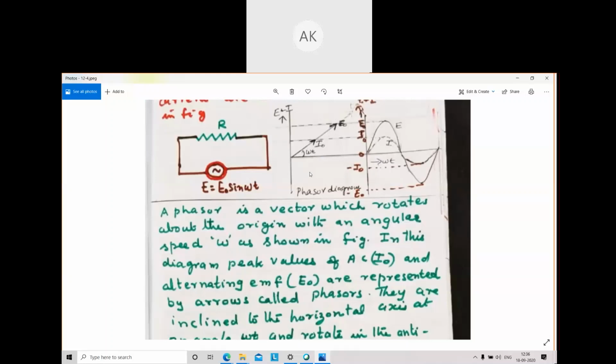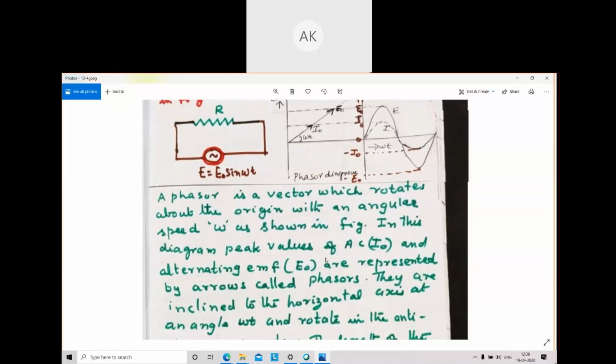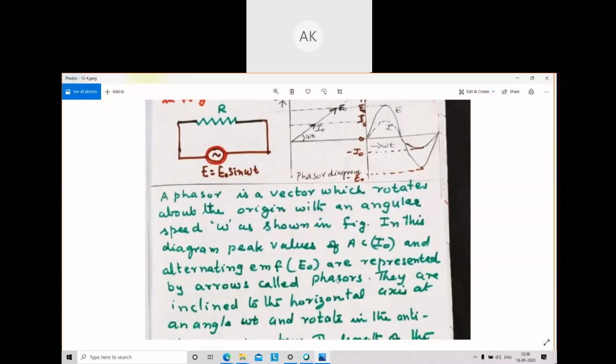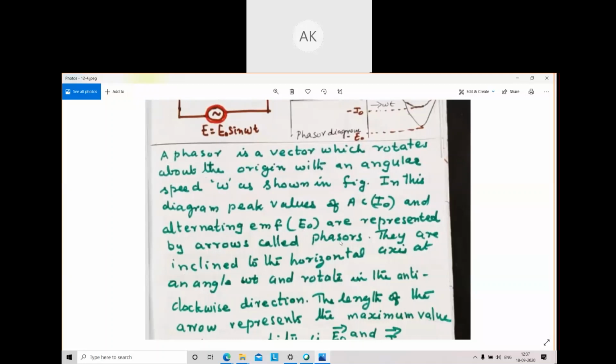Actually, in the exam, they will ask only for the diagram. If you draw it with proper arrow marks, that's enough. But in the beginning, you should know everything. What is a phasor? A phasor is a vector which rotates about the origin with an angular speed omega as shown in the figure. In this diagram, the peak value of AC, I0, and alternating EMF, E0, are represented by arrows called phasors. So vector I0 and vector E0 are phasors.